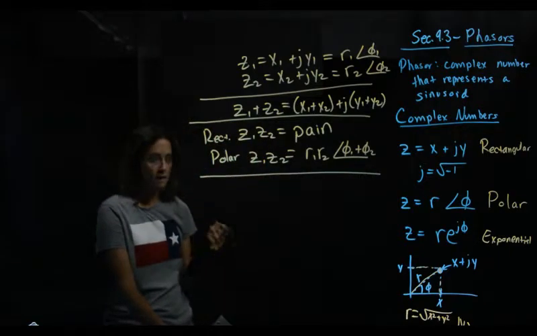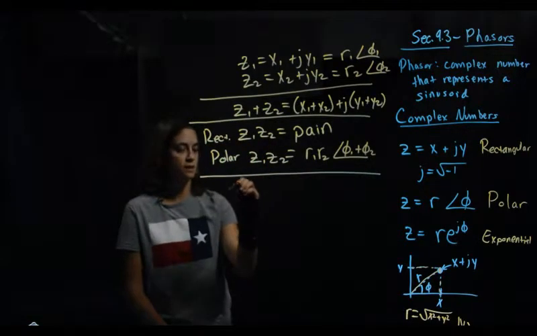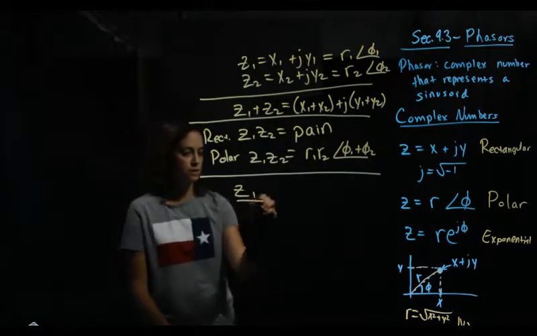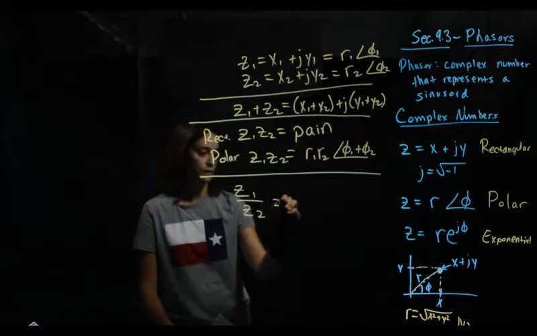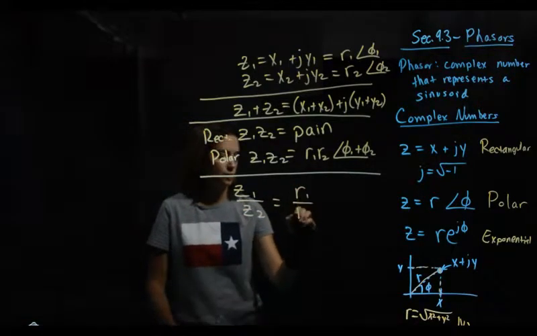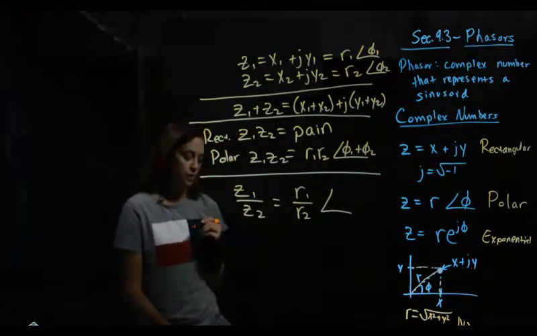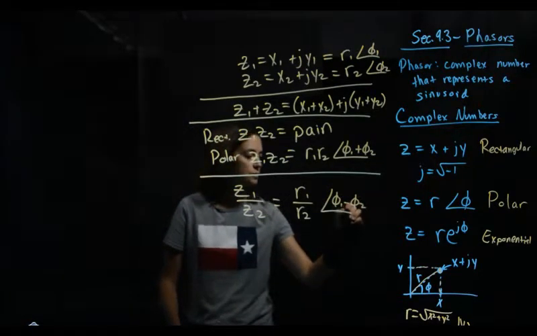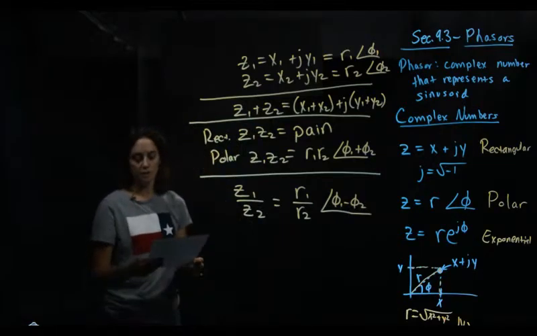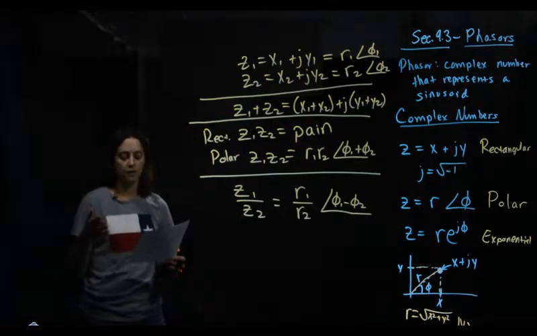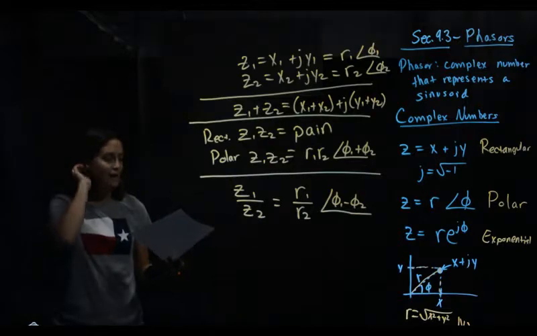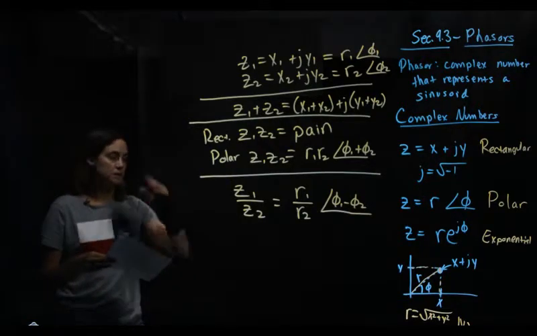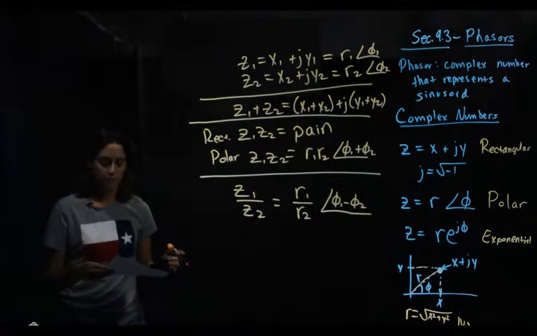Division, again, in rectangular, huge pain. But in polar, we have z1 over z2. That's just r1 over r2, and we subtract the angles, phi1 minus phi2. So your book lists all of them, the reciprocals in there, the power, the complex conjugate. I'm not going to sit here and go through them. You can look at them. It's very simple. But this is the why we want to use the phasor notation.